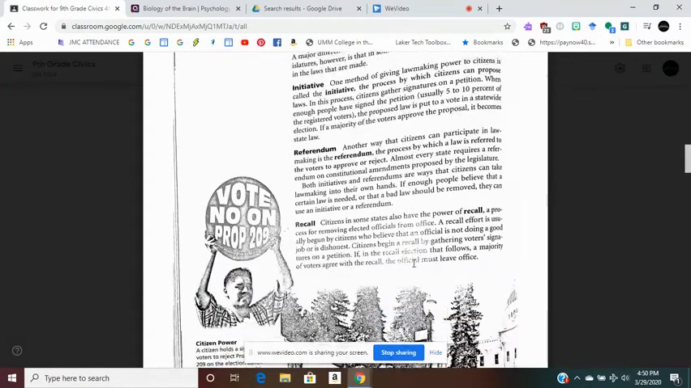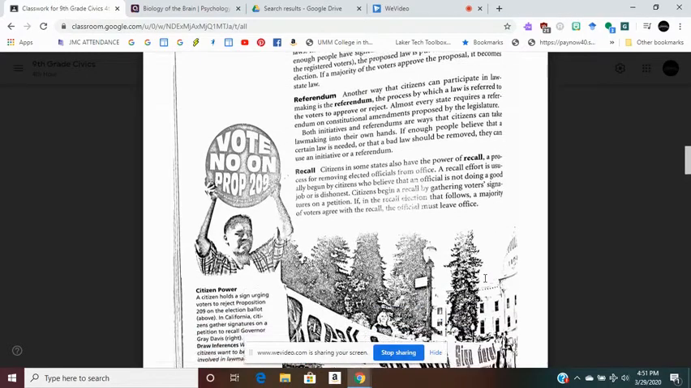A recall is a process for removing elected officials from office. Citizens in some states have the power of recall. A recall effort is usually begun by citizens who believe that an official is not doing a good job or is dishonest. Citizens begin a recall by gathering voter signatures on a petition. If in the recall election that follows, a majority of voters agree with the recall, the official must leave office.